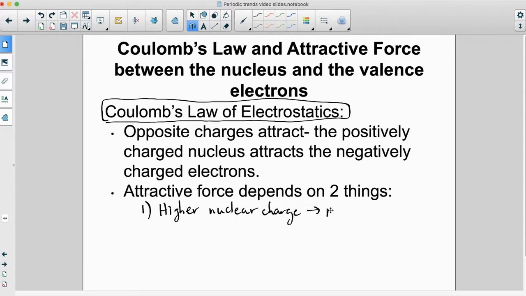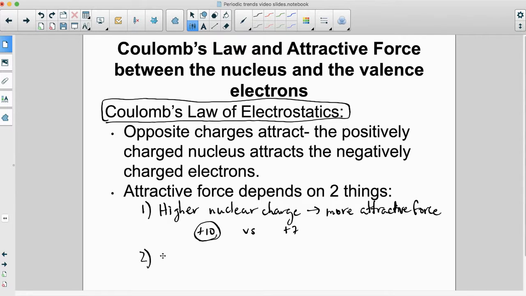This creates more attractive force on the electrons. So if you have a nucleus that is plus 10 versus a nucleus that is plus 7, guess what? The plus 10 nucleus can pull in electrons better than a plus 7 nucleus.